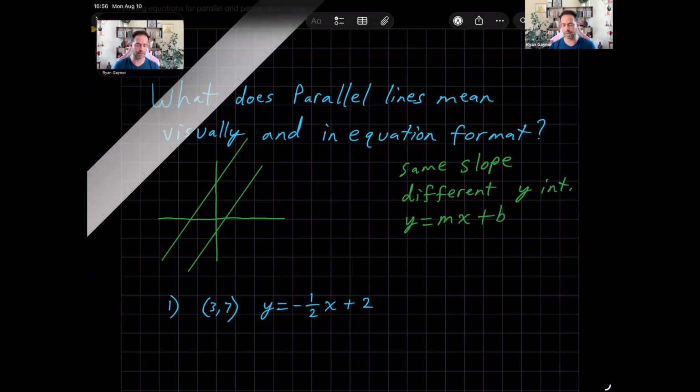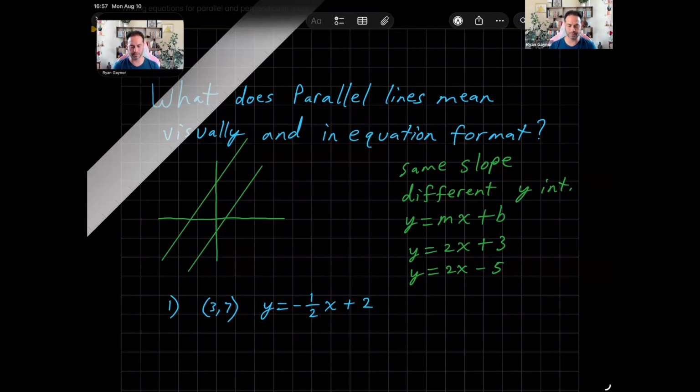For example, if I had y equals, let's say, 2x plus 3, and then y equals 2x minus 5. Those two lines would be parallel because they have the same slope, which is the number 2, and it's in the place of m, but they have different y-intercepts, right? So they're crossing the y-axis in different places. All right, so let's get to the very first question.